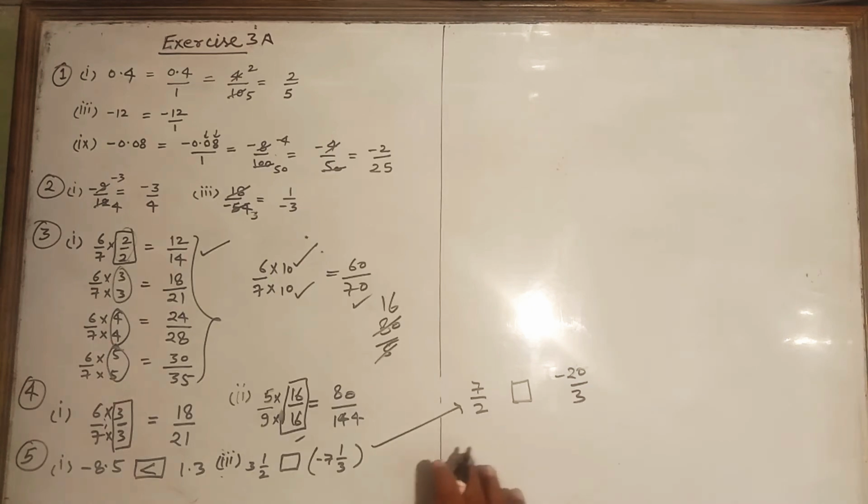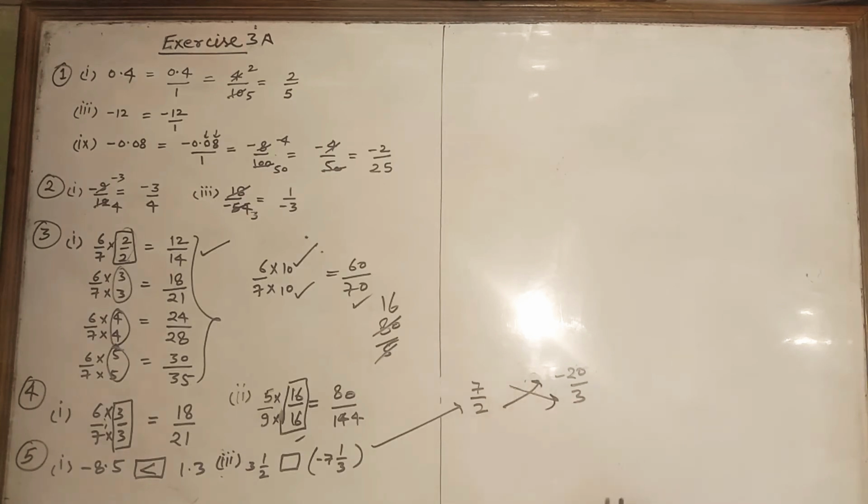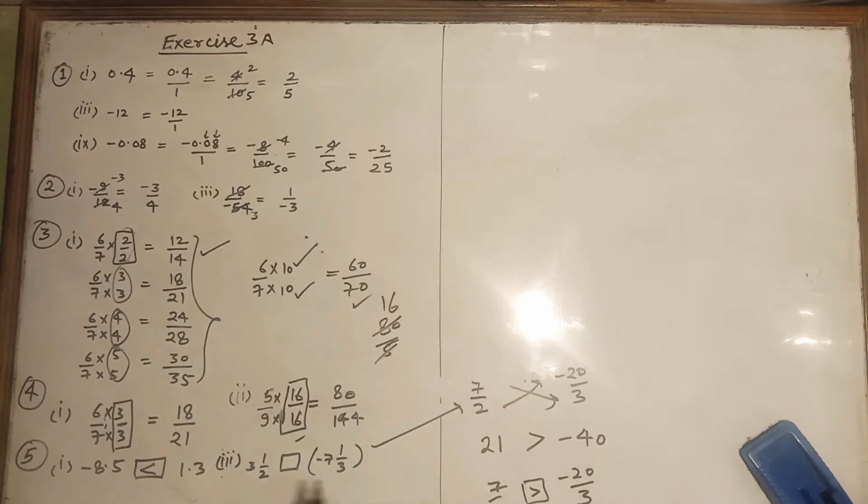Now what you will do, as I told you in the previous video, whenever we are comparing two fractions, simply cross multiplication you can do here. Cross multiplication you will do, and you will check which side is greater. 7 threes are 21 will come on the left, and here 2 times minus 20 is minus 40. So which number is greater? 21 is greater. So which fraction will be greater? 7 by 2 will be greater. So you will write 7 by 2 is greater than minus 20 upon 3. Or this also you can write, means the symbol also you can put here, same way.